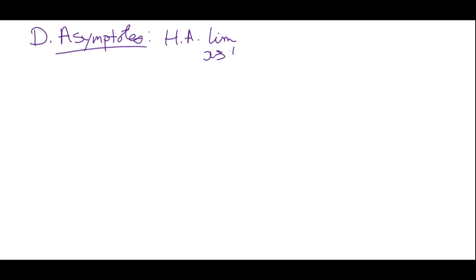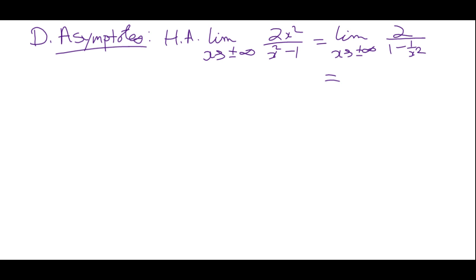The limit as x approaches plus or minus infinity of 2x squared over x squared minus 1. Now let's cut to the chase, right? We're going to divide everything by x squared, so it's 2 over 1 minus 1 over x squared. Now you throw it in, so that's 2 over 1, which is 2. Okay, so the horizontal asymptote is y equals 2, right? So we want to sketch that in.